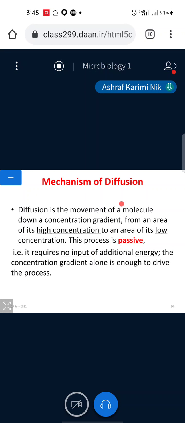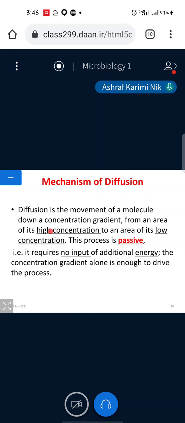Mechanism of diffusion. Diffusion is a movement of a molecule down a concentration gradient from an area of its high concentration to an area of its low concentration.